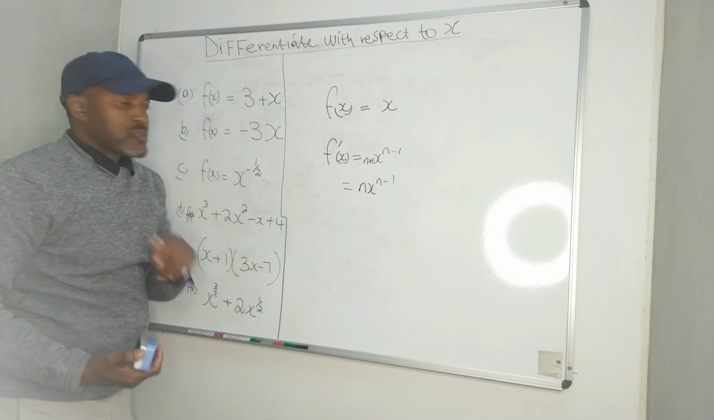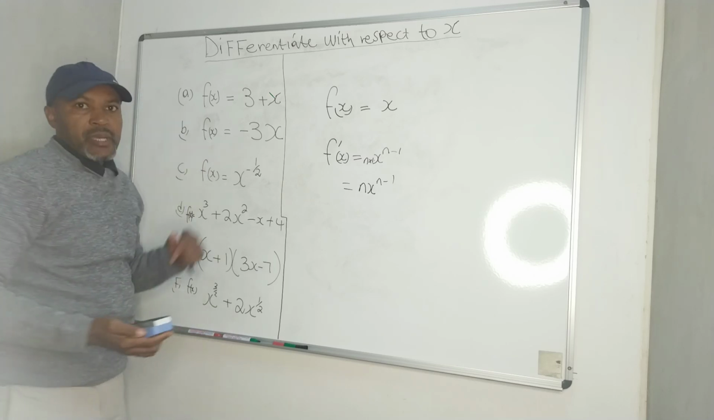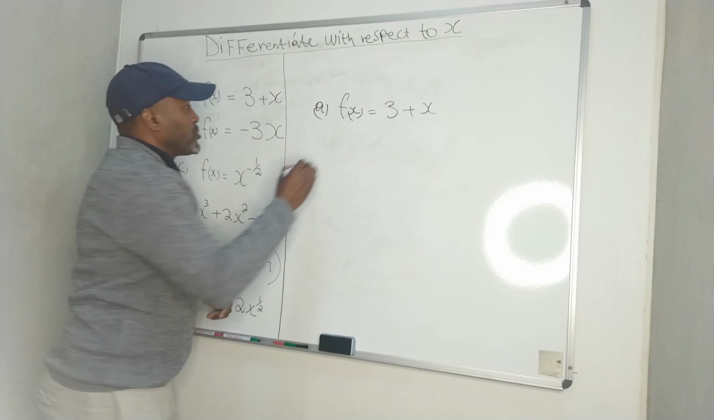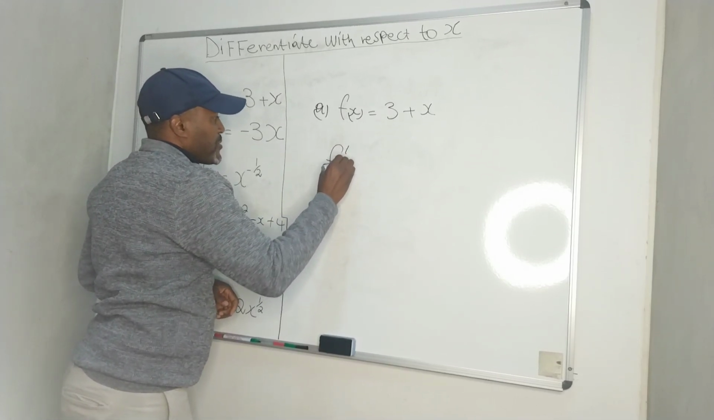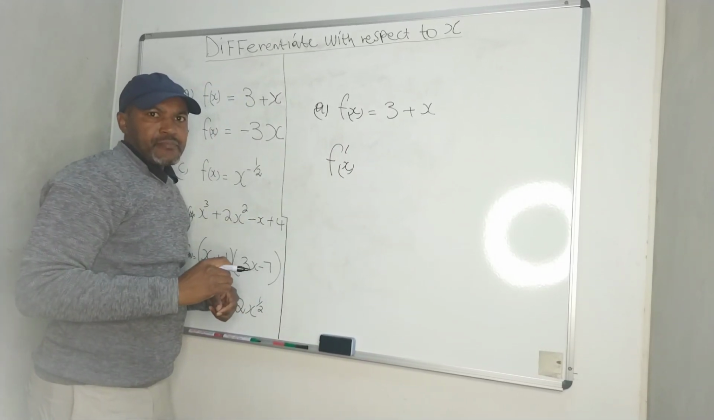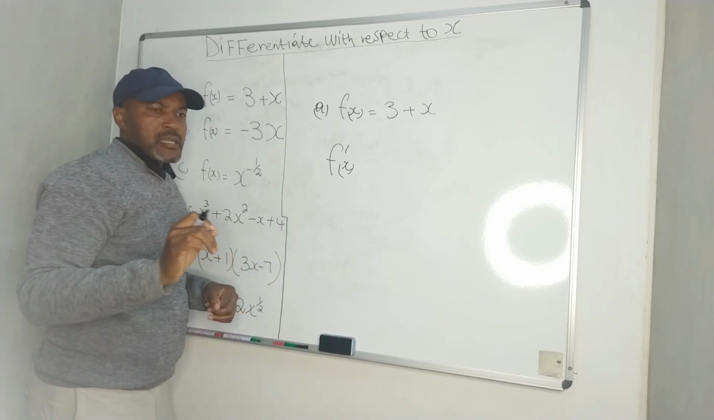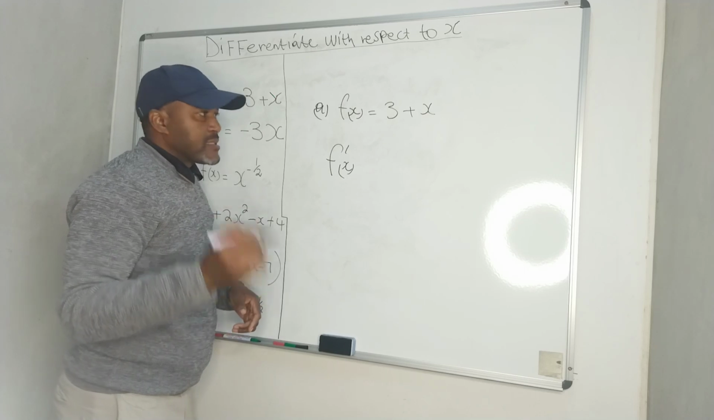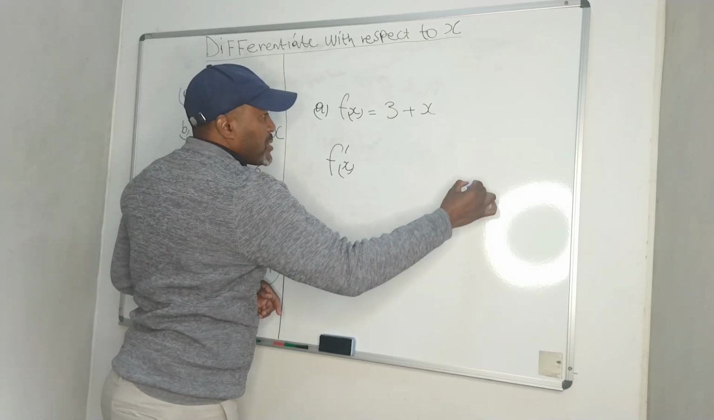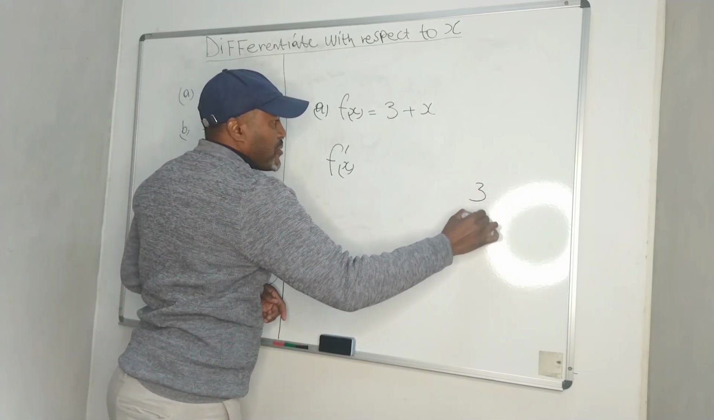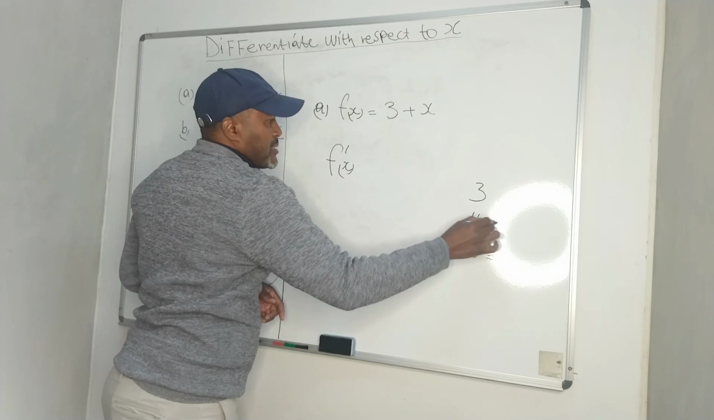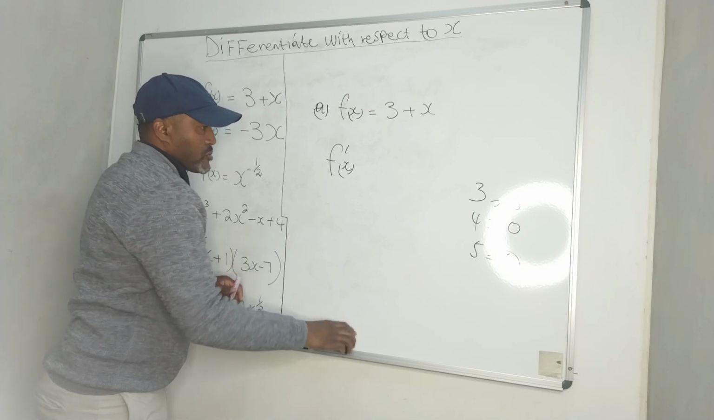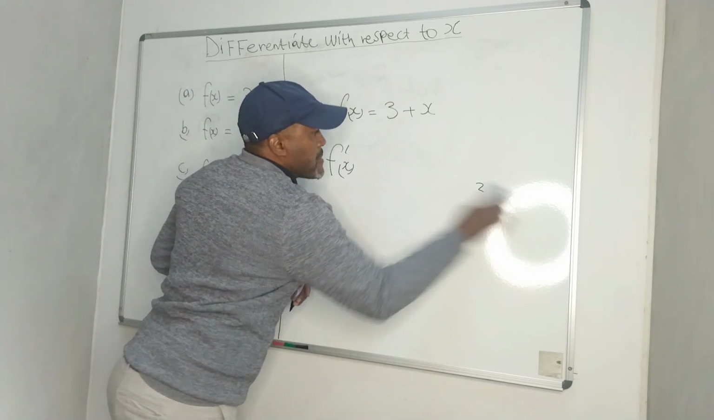Right, let's go straight to number A. Like I said, you must always say f prime of x. And I think that I have to highlight it to you. The derivative of a constant is 0, guys. If any number is 3, 4, 5, the derivative is 0. Okay? Do not forget that.